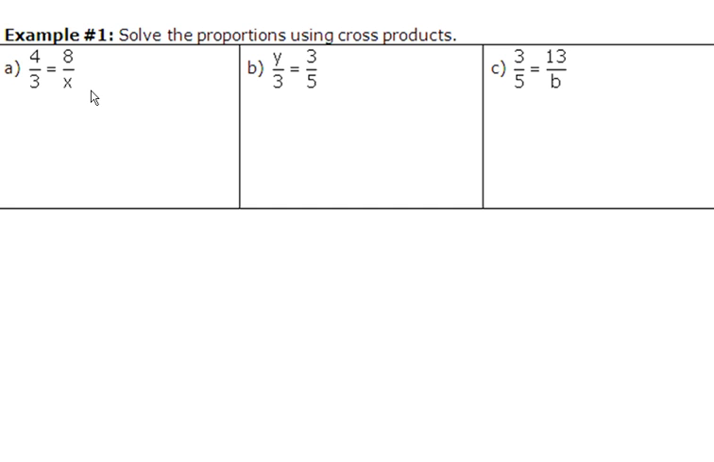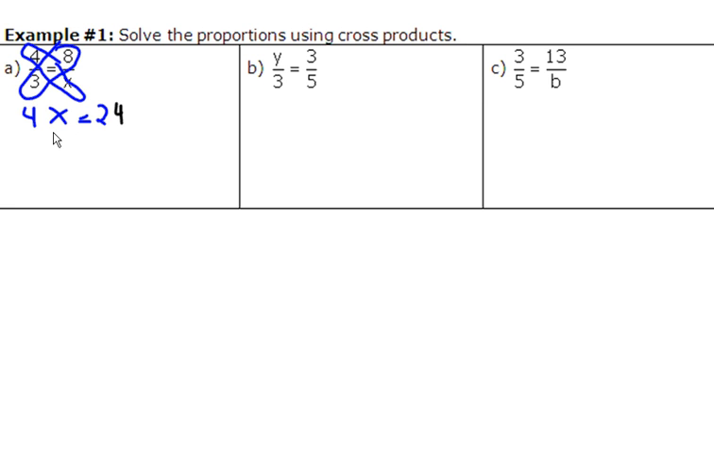If we look at example A, we have 4/3 equals 8 over x. Now these are two ratios that are set equal to each other. So I can use the cross products property. I'm cross multiplying: 4 times x is 4x. That should equal the other cross product, so 8 times 3. Well, 8 times 3 is 24.